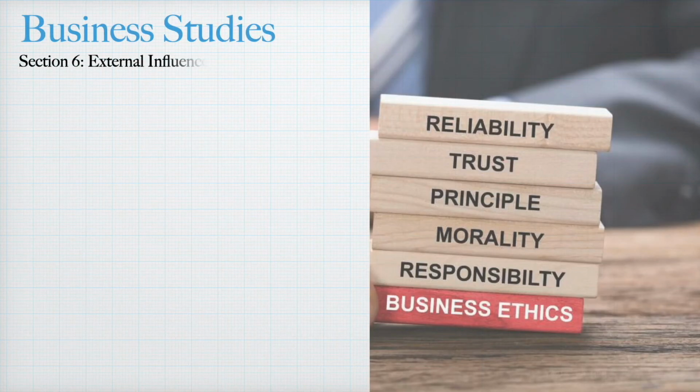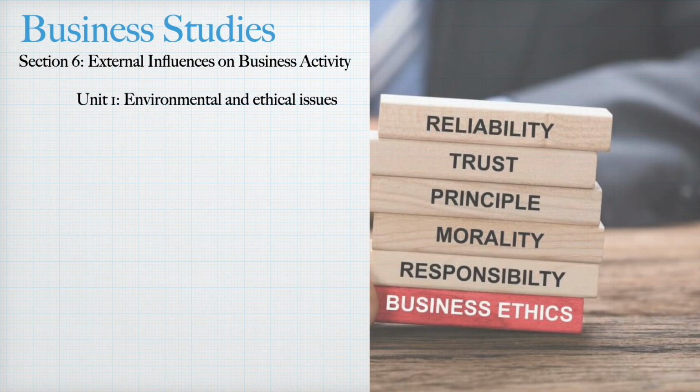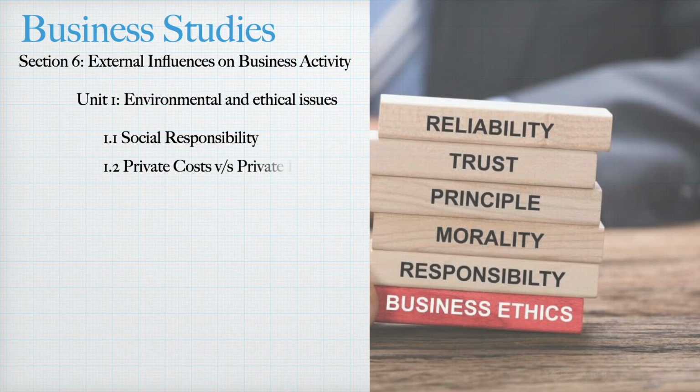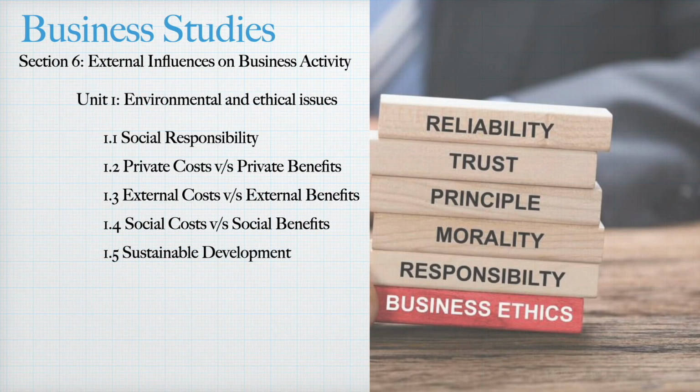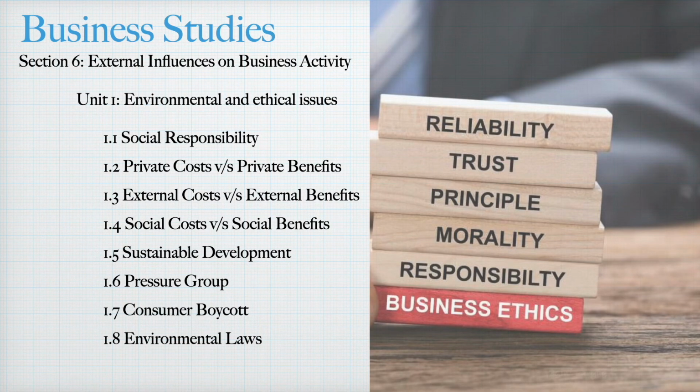Section 6. External influences on business activity. Unit 1. Environmental and ethical issues. 1.1 Social responsibility. 1.2 Private cost versus private benefits. 1.3 External cost versus external benefits. 1.4 Social cost versus social benefits. 1.5 Sustainable development. 1.6 Pressure group. 1.7 Consumer boycott. 1.8 Environmental laws. 1.9 Business ethics.